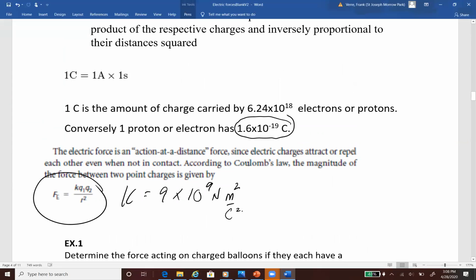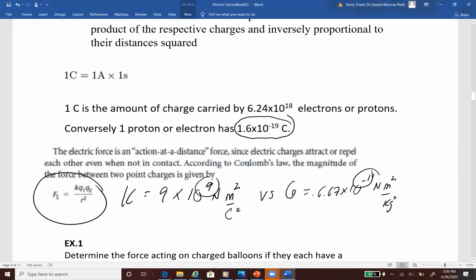This is the constant. And I think the last time we compared it to big G, which if you remember, big G is 6.67 times 10 to the negative 11 newton meters squared per kilogram squared. So you can see that K is a much bigger value than G, because the electric force, or just electromagnetism in general, is just a much stronger force than gravitational force.